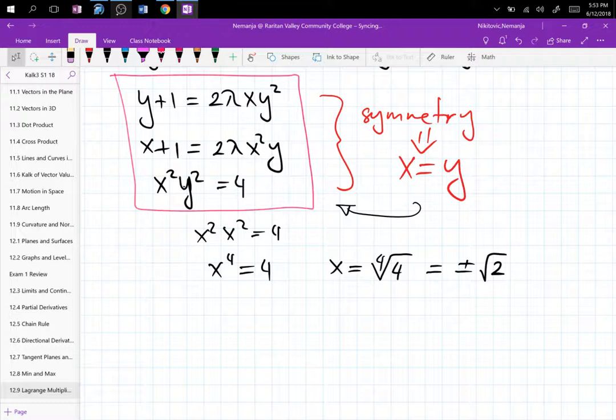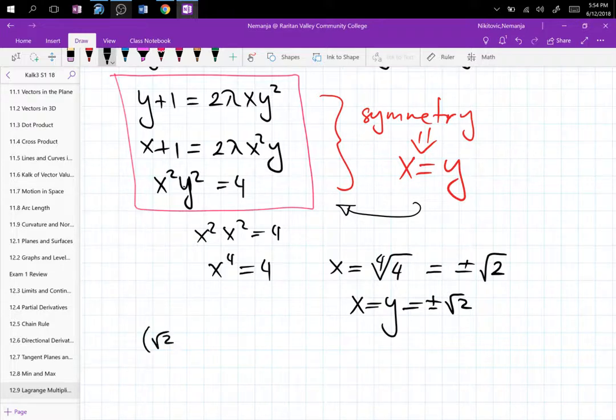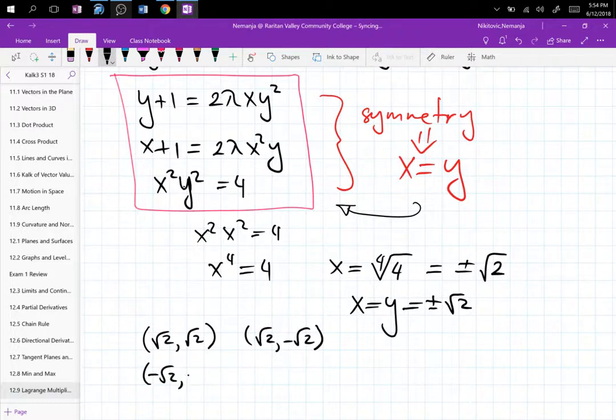Now I have that x. Now also x is equal to y, which is also plus minus root 2, which is going to give me 4 points: root 2, root 2; root 2, negative root 2; negative root 2, root 2; negative root 2, negative root 2. There we go.